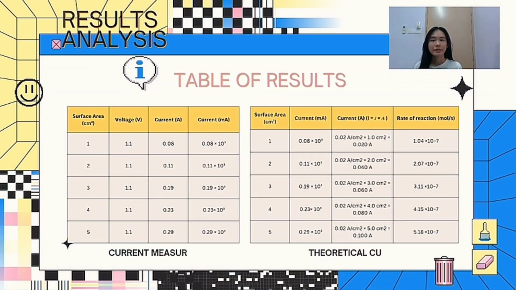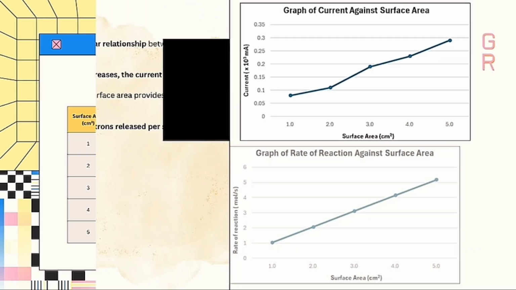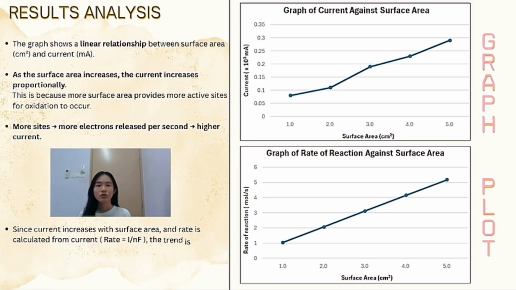For results analysis, these are the tables referring to the current measured and the theoretical current. As we can see, current increased with electrode surface area for both tables. From the theoretical current, the rate of reaction also increased as surface area increased. For the graph plot, the results show a linear relationship between current and surface area.